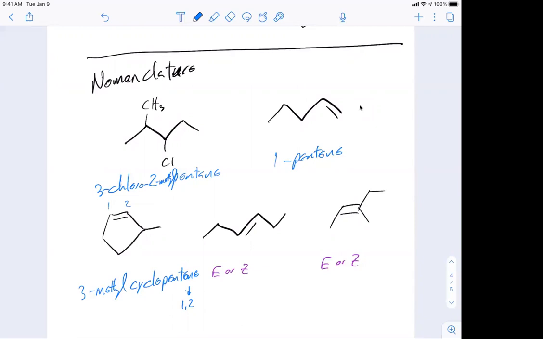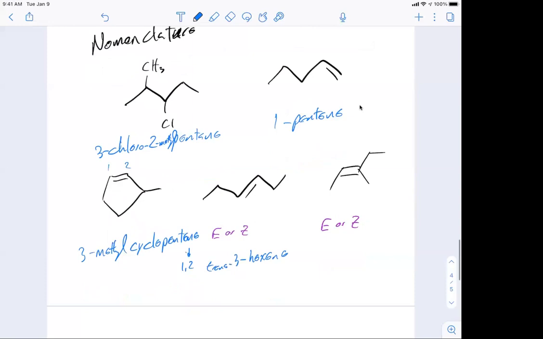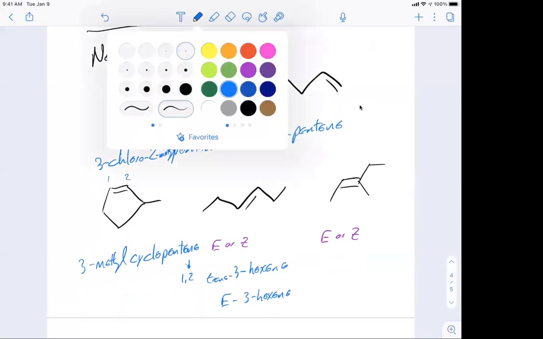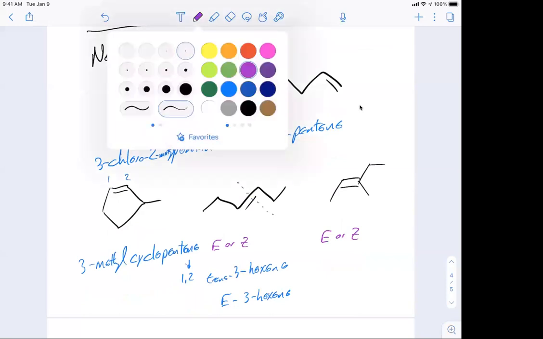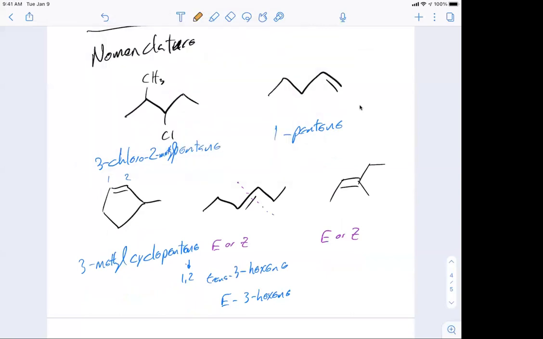Okay, if we look at the next one, we have 1, 2, 3, 4, 5, 6. So that gives us hexene. And it is on the 3rd carbon. So this is 3-hexene. Now I can name this as trans, or I could name this as E. If we look at how to name it as E, first we just divide this down the middle, right? And then we're going to look at our 2 groups, and there's a hydrogen here and a hydrogen here.